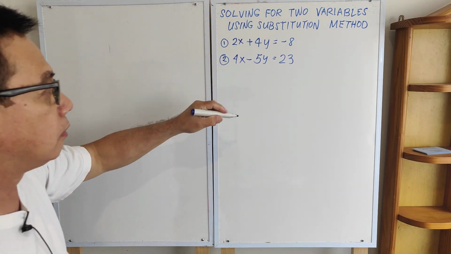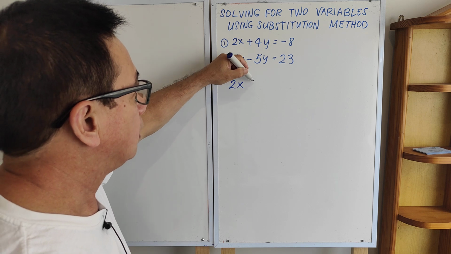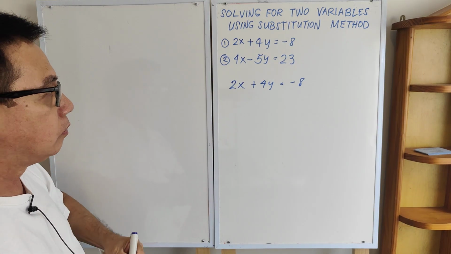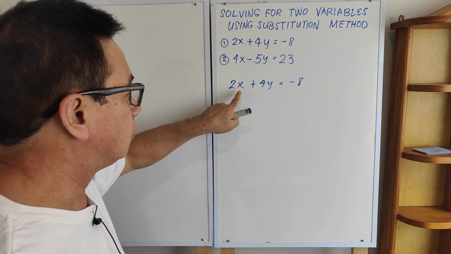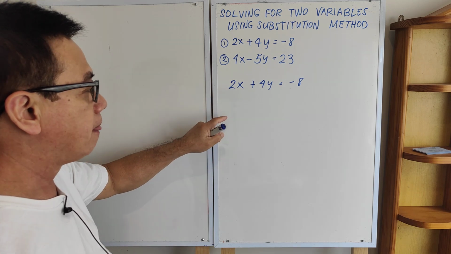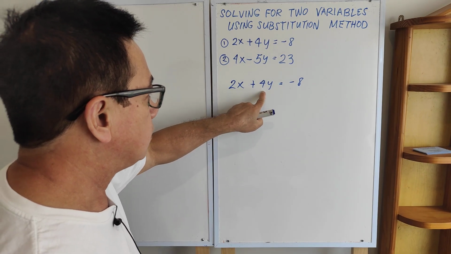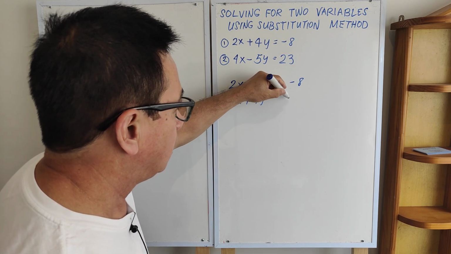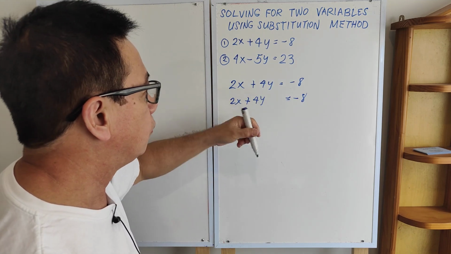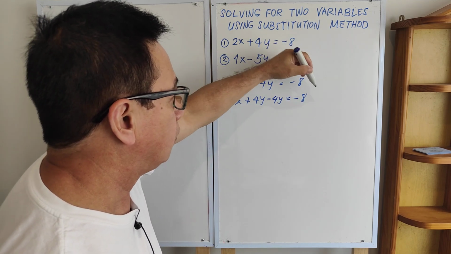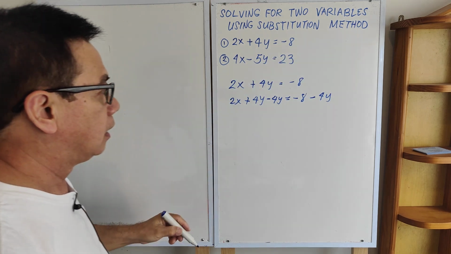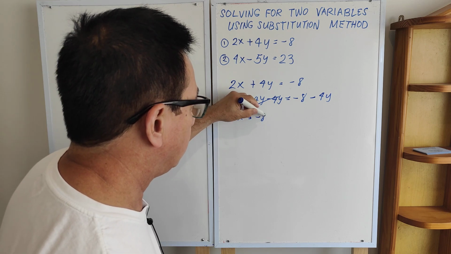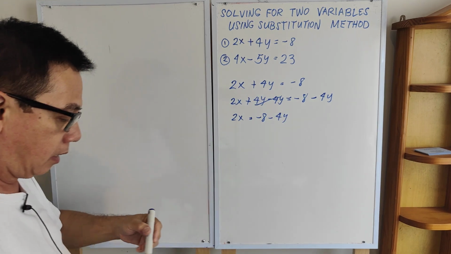So I will rewrite equation 1. 2x plus 4y is equal to negative 8. So we want to isolate x. We want to leave x on the left side. So the first thing we need to remove is this 4y. To remove 4y, we subtract 4y, and we have to subtract 4y on the other side. So this will cancel out. So what you have left is 2x is equal to negative 8 minus 4y.